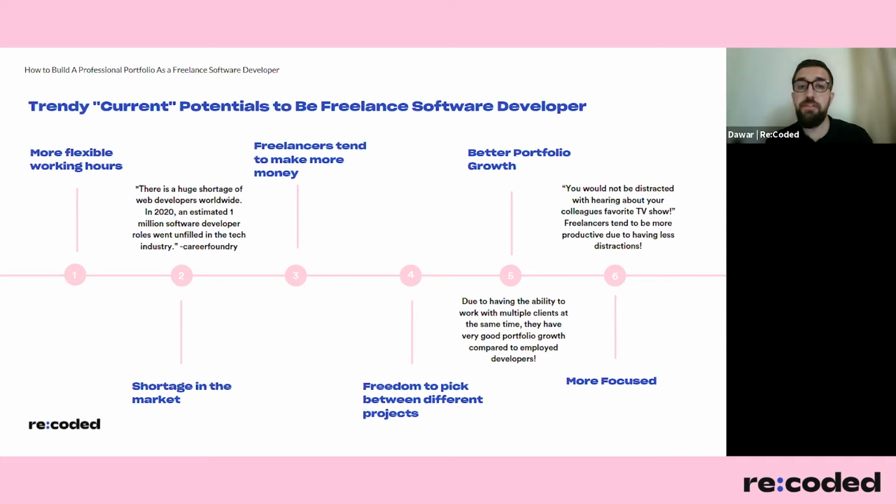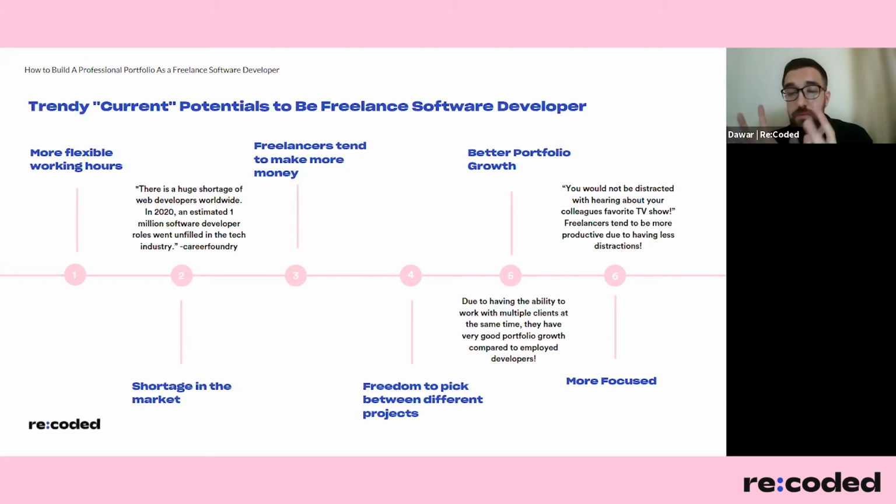The third point is that freelancers tend to make more money. This is a bold claim, but if you digest the other points that we already talked about, it makes sense. Let's talk about an ideal way in which you are a full-time web developer in an office. As a freelancer, you don't attend an office every day, meaning that you would be spending less money on transportation and a lot of other costs. Second, you're working based on your own time, you're scheduling your work.